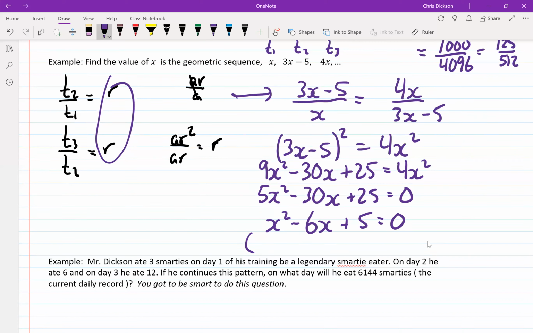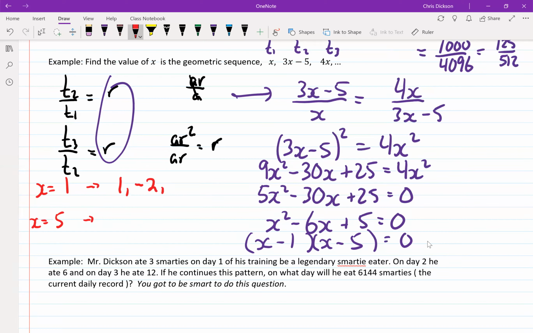Look at that nice little equation. We're going to factor that into x minus 1, x minus 5. So those would be the two factors, and then our two roots would be x equals 1 and x equals 5. Now that's actually the answer to the question, but just to show you the pattern here, if I put these numbers into the equation, my first term could be 1, and then I have 3 times 1 is 3, minus 5 is negative 2, and then 4 times 1 is 4. And then the pattern would keep on going.